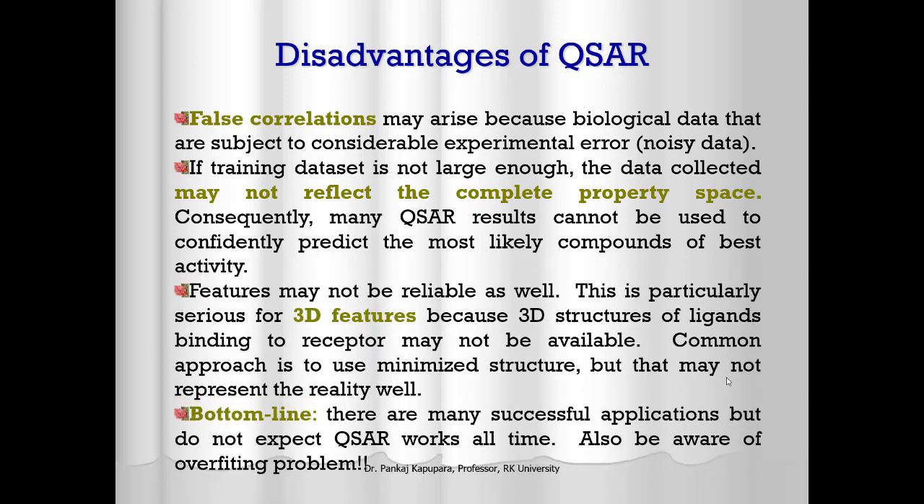Disadvantages are many. False correlation may arise because biological data are subject to considerable experimental error. Sometimes, whatever opinion polls there are may not be 100% right. We already compared the QSAR study with the opinion poll. The opinion poll is not 100% right, which means QSAR may not be 100% right. But here we also have to consider the 3D feature. If we forget to consider the 3D property of molecules, our entire process is going to fail.